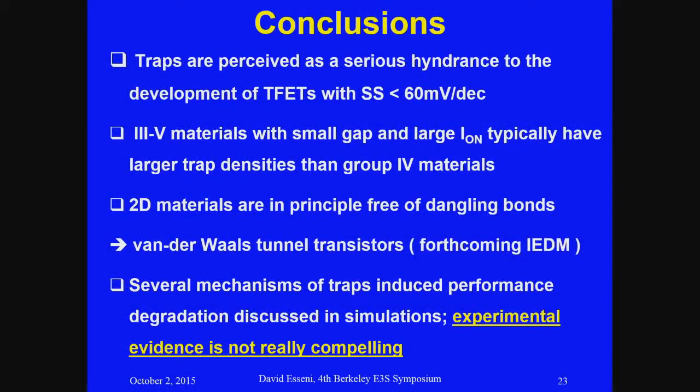So this brings me to the conclusion, and this was the starting point of this presentation. Traps are perceived as a serious hindrance to the development of tunnel FETs. Unfortunately, III-V materials are known to have larger trap densities than group IV materials. Several mechanisms for trap-induced performance degradation have been discussed in the simulations, but according to my understanding, there is no compelling experimental evidence that this is the main source of subthreshold swing degradation.